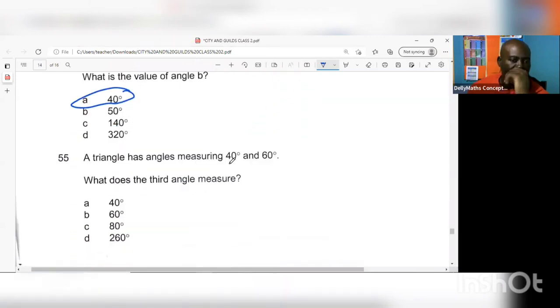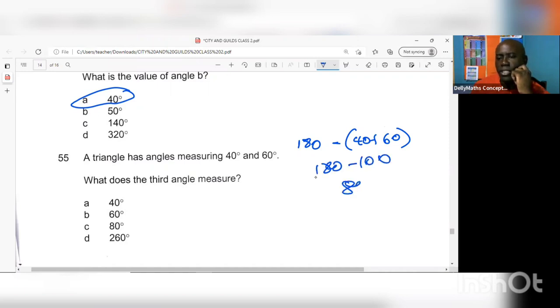A triangle has angles of 40 and 60. What is the third angle? Remember, the total interior angle of a triangle is 180. So we add up the other two angles and take it from 180. 100 from 180 leaves us with 80 degrees, and the answer is C. That is our third angle.